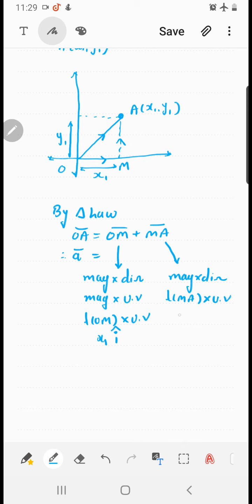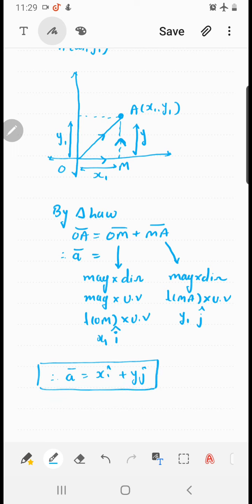If you see, the length MA is y1, which is the same as the opposite side, and the direction is along the positive y-axis, and if it is positive y-axis, it is j cap. So with that, can we write here that A bar is equal to xi cap plus yj cap. So this is the conversion of a coordinate, I better say x1 y1, sorry, into the position vector.